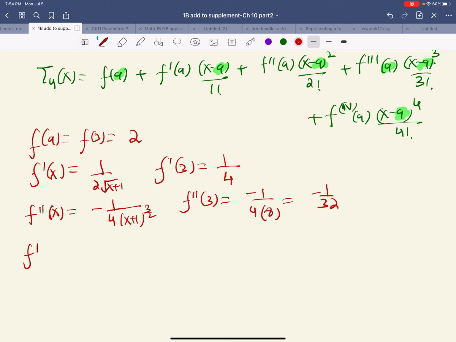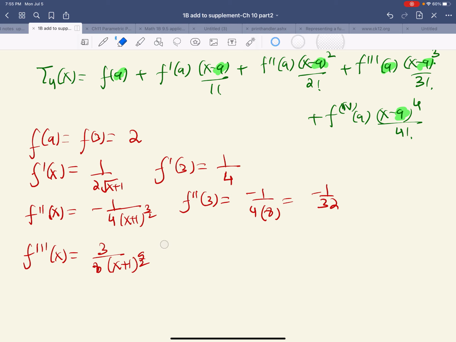And now I'm going to find the third derivative of x. This is going to be negative 1 over 4 times 3/8. That would be 3/8. And it's going to be positive because we already have the negative in the front. And when we bring negative 3/2 in the front, it would become positive.